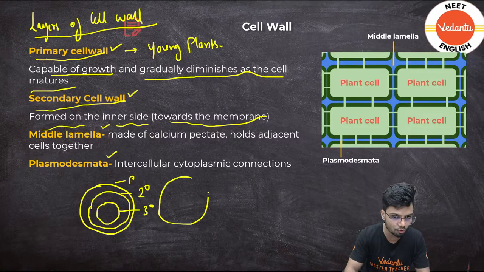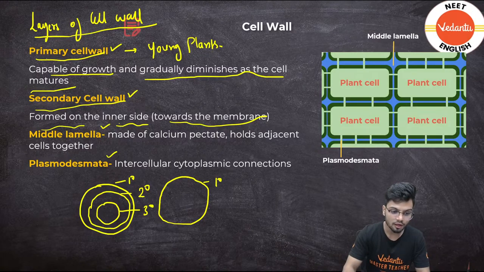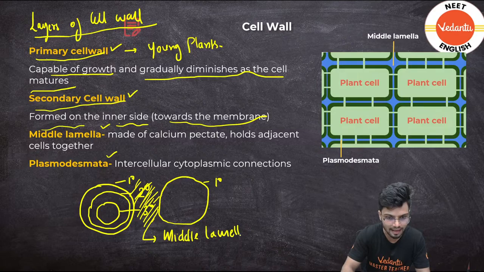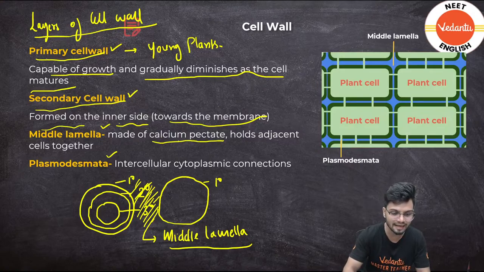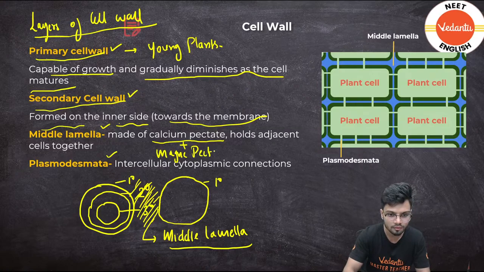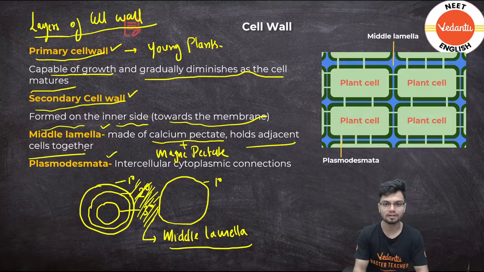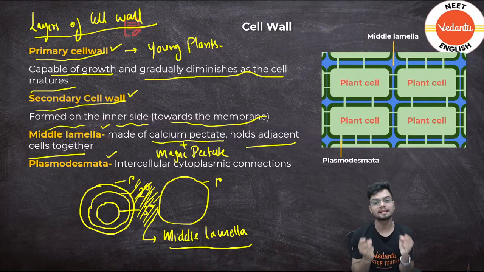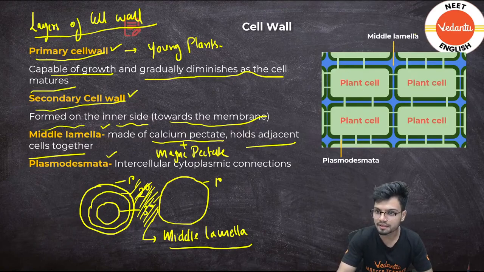Now, for example, there is one more cell here, with its primary cell wall. Between the two cells, there is a middle layer. This middle layer between the two cells is called the middle lamella. Clear? This middle lamella is made up of calcium pectate and also magnesium pectate, which holds adjacent cells together. So what is the middle lamella? It is a structure present between the two cells which holds the two cells together. Clear? Middle lamella is present between two plant cells.